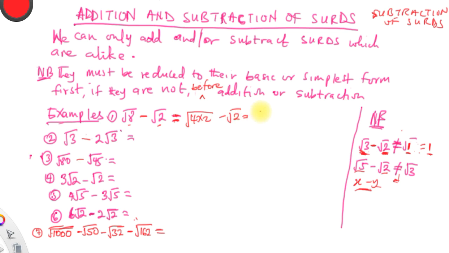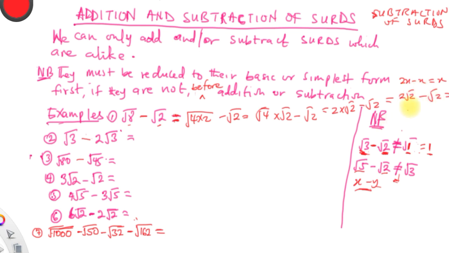Then you separate. You have square root of 4 times square root of 2, and the square root of 2. So what do we get? Square root of 4 is 2, so 2 times square root of 2 minus square root of 2, which is 2 root 2 minus root 2. What is the answer? You get root 2. The answer is root 2, because this is similar to 2x minus x. You get 1x. 2x minus x is the same as 2x minus 1x, which is x or 1x. It's the same as that.